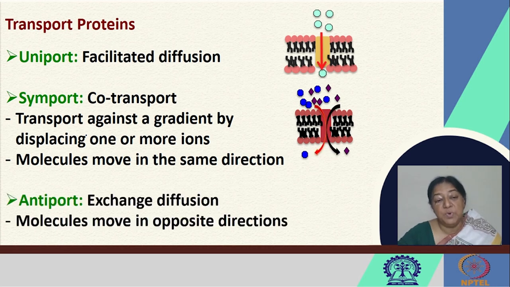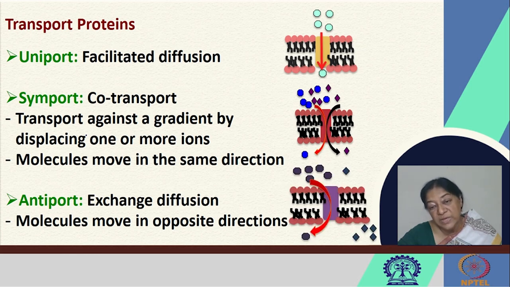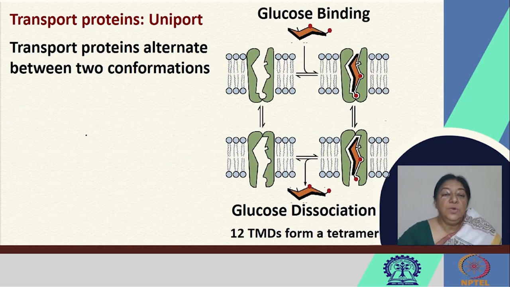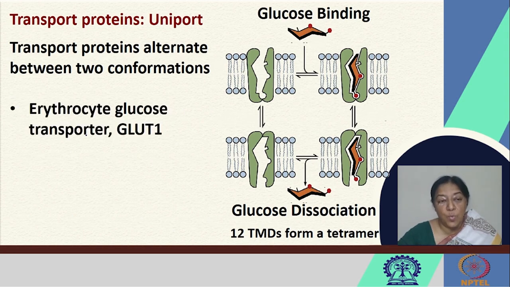In the antiport type, there is an exchange diffusion and the molecules move in opposite directions. So we have one moving inside and the other moving outside. In a uniport example of transport proteins, we will look at the glucose binding protein, the GLUT1 protein, that is an erythrocyte glucose transporter. This is the lipid bilayer and we have this specific protein embedded here.